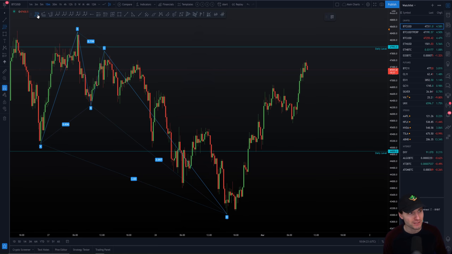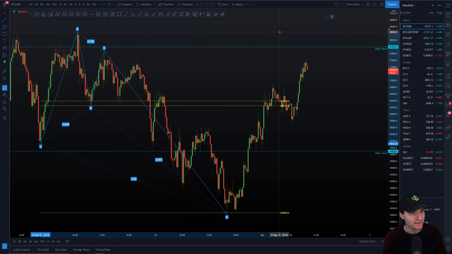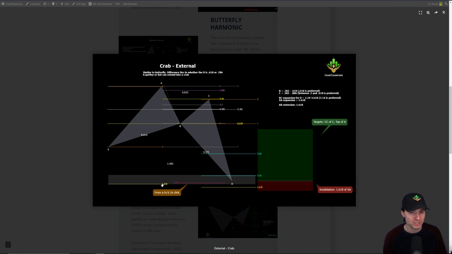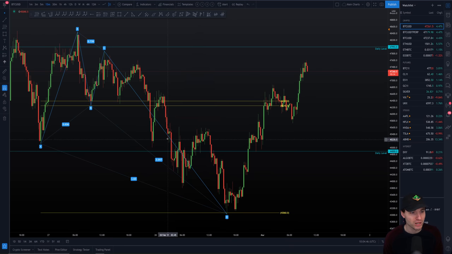So if we take out our Fibonacci expansion and we go from X to A, ladies and gentlemen, you can see how we hit the 1.618 Fibonacci expansion to literally the dollar low to give you the absolute low of D. And that was off of that 1.618 Fib expansion of X to A. Let me do it one more time so you can see.